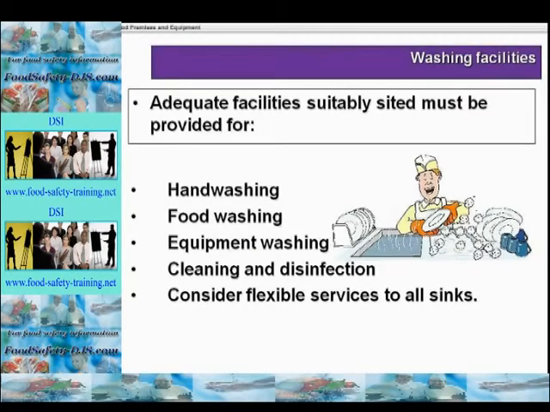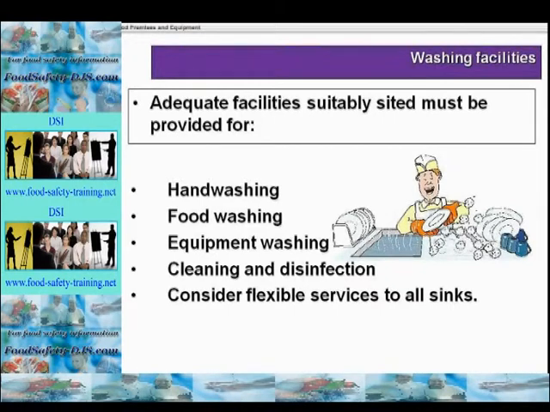Washing facilities. Again, under Regulation EC 852/2004, an adequate number of accessible wash-hand basins and flush lavatories must be provided. Lavatories must not lead directly into food rooms and must have adequate natural or mechanical ventilation. Wash-hand basins must be provided with hot and cold running water, materials for cleaning hands, and hygienic drying. Separate food washing facilities must be provided when necessary. Adequate changing facilities must be provided for personnel.